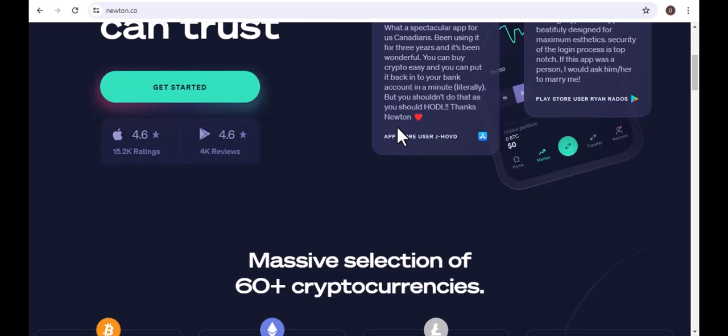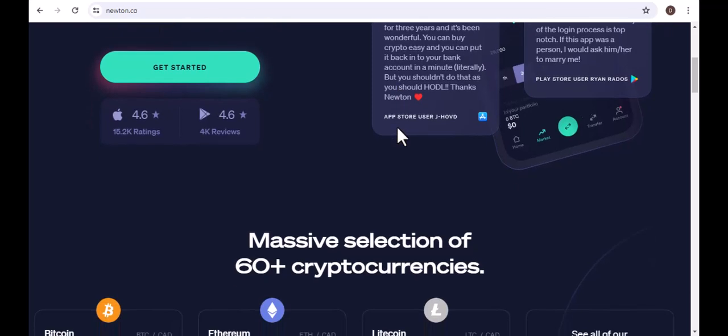Given these variable factors, it's impossible for me to give you a definitive, one-size-fits-all answer to the question of Newton's deposit limits right here and now. Any specific numbers I provide could be outdated or inaccurate by the time you're watching this. So, how do you find the correct and current deposit limits for your specific Newton account?